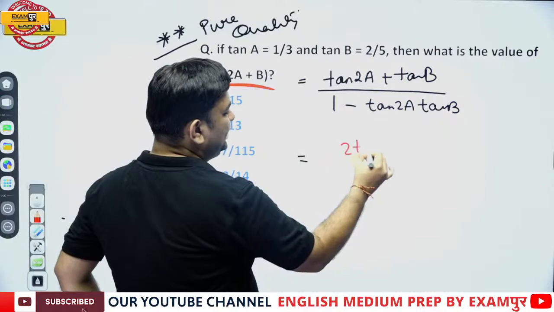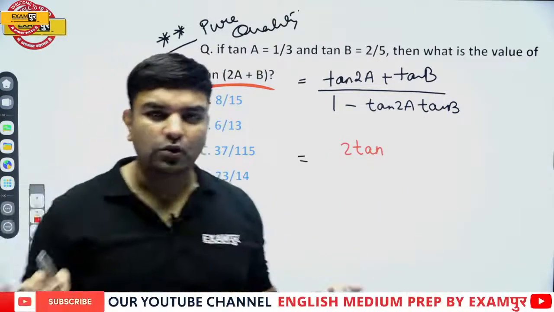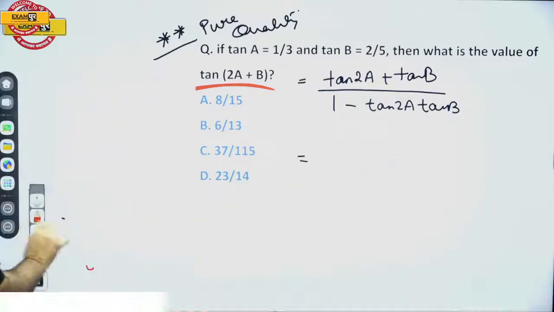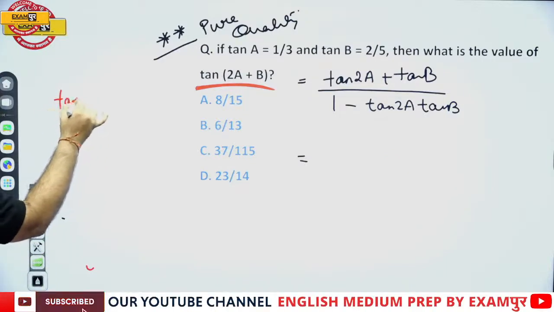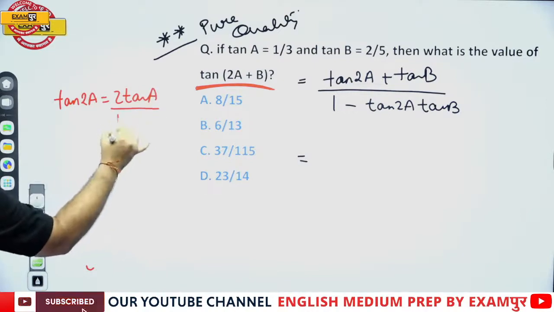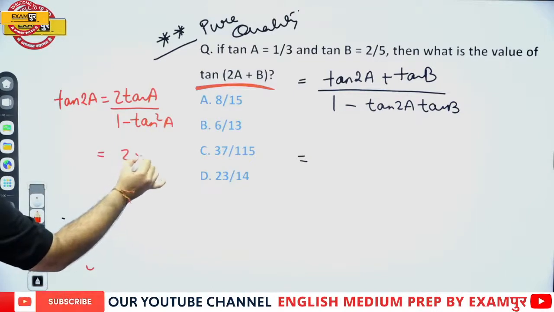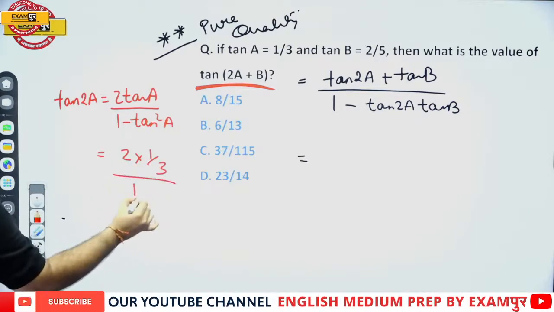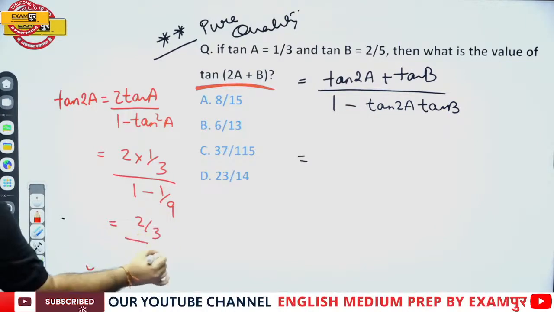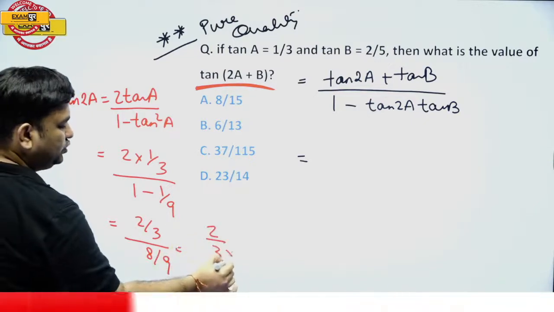Which is 2 tan a, or even we can find out the tan 2a value differently. Okay, so we know tan 2a is 2 tan a upon 1 minus tan square a. Tan a is 1 by 3, and 1 minus 1 by 3 whole square is 1 minus 1 by 9, which is 8 by 9. So it's 2 by 3 into 9 by 8.